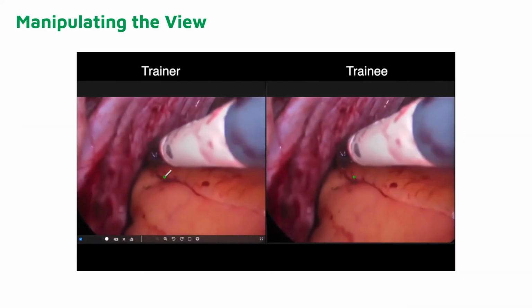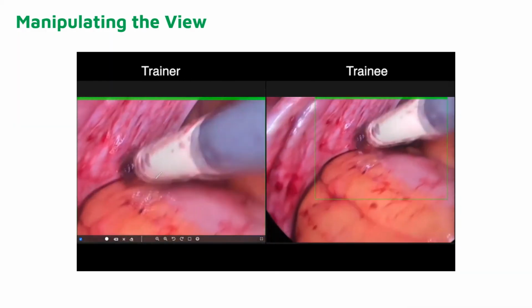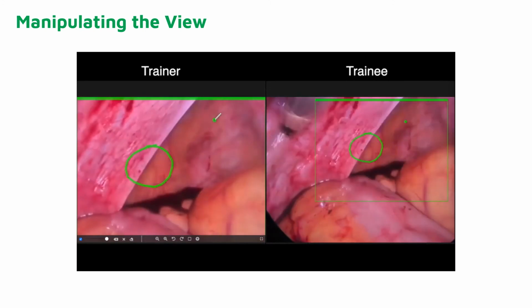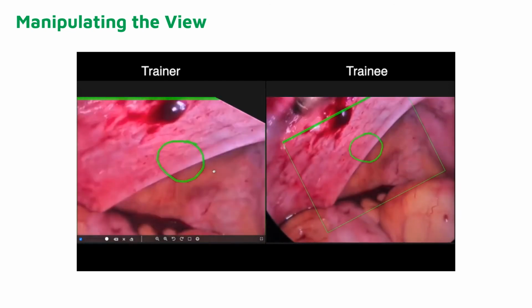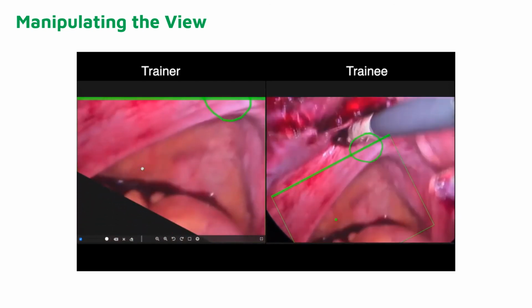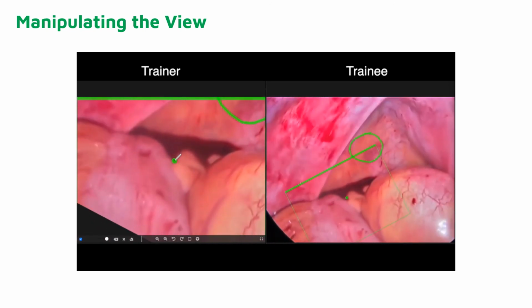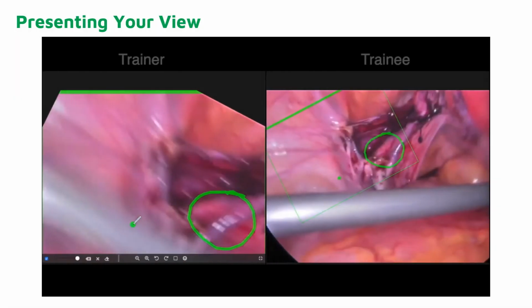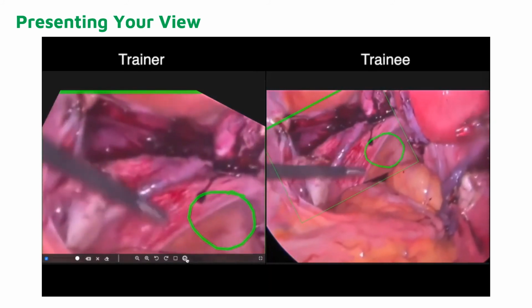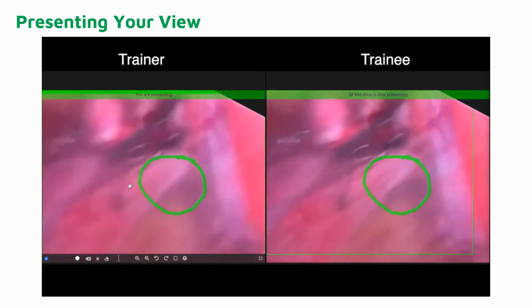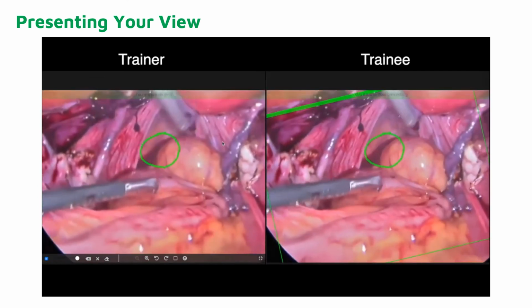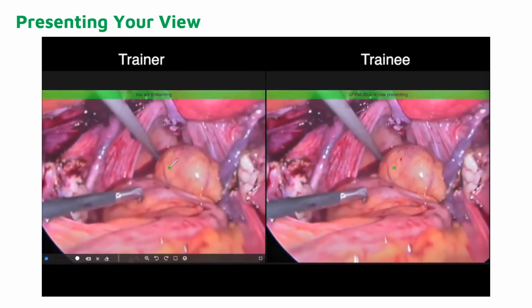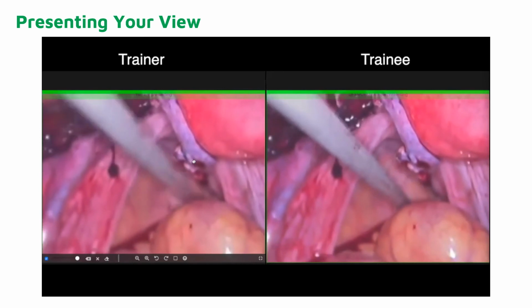You can zoom, rotate, and pan the view to create the view you need. The trainee will see a rectangle that represents your current view, what you can see. If you want the trainee to see exactly what you see, you can present your view. You may want to do this in order to teach your trainee how to view endoscopic images, to create the correct perspective. Here, the trainee will also see the changes to the view as you zoom, pan, and rotate.